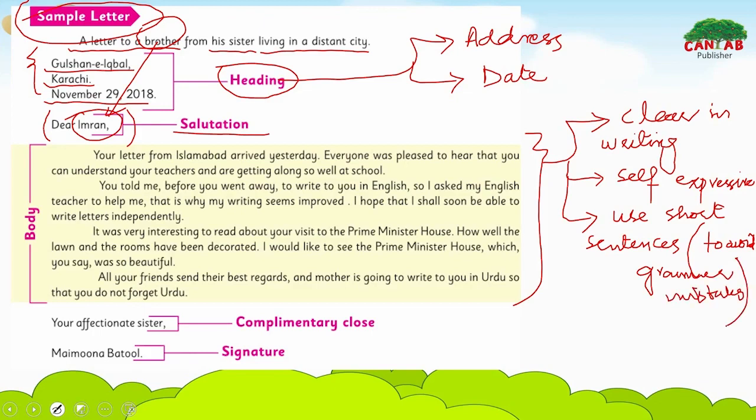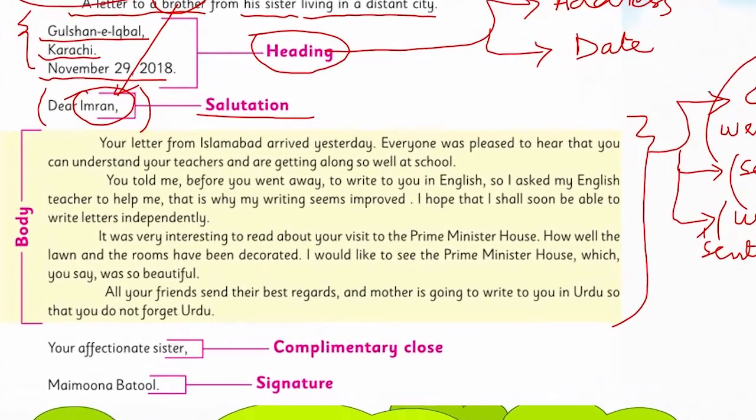So here are some of the things you should keep in your mind, that you should be clear in your writing. The writing should be self-expressive and you should use short sentences. So here comes the body.